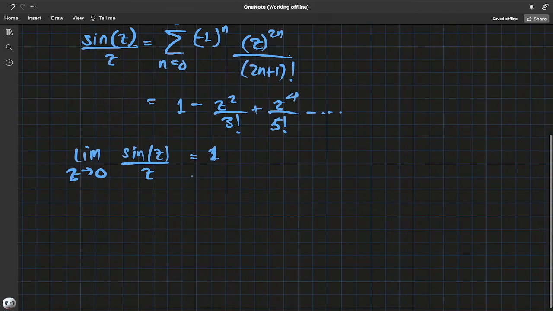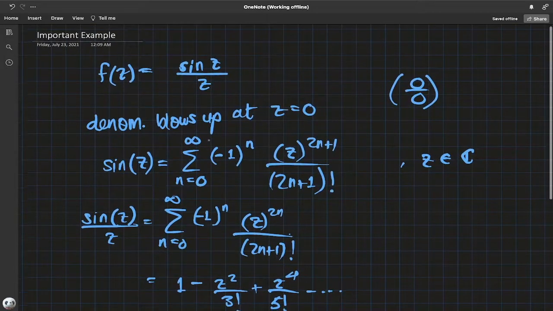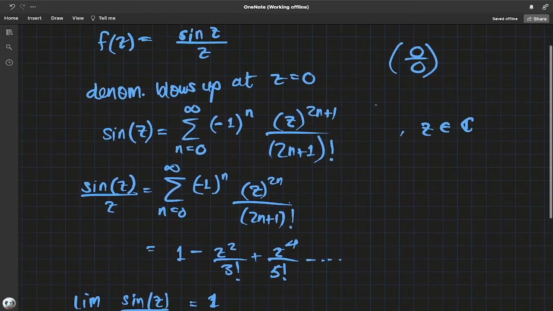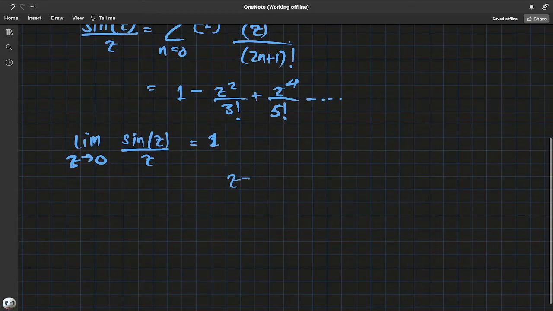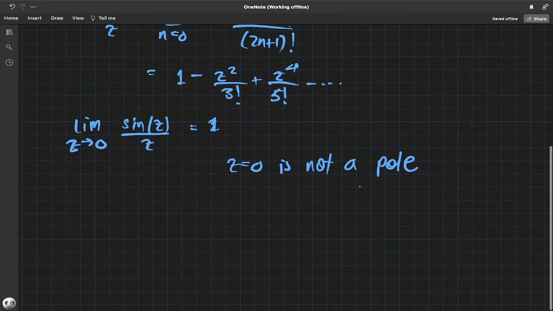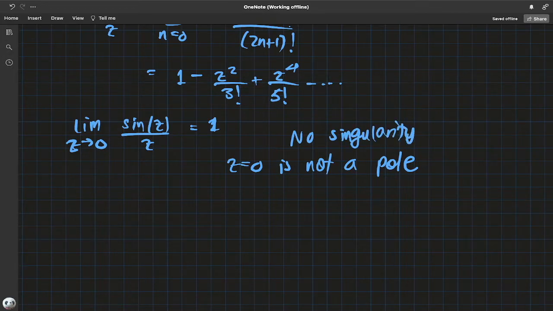So although the entire thing is sort of close to blowing up because we have a 0 in the denominator, z equals 0 is not a pole. It's not actually even a singularity, because the function does not blow up. I mean, the function does not exist. That's a precise way of saying it. The function does not exist, but the limit does.